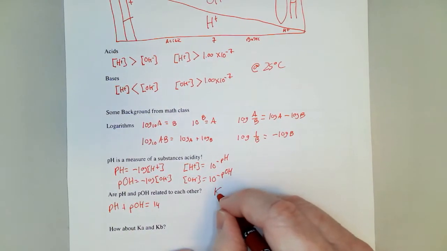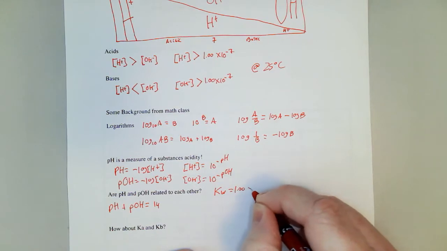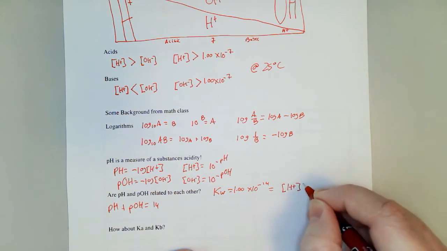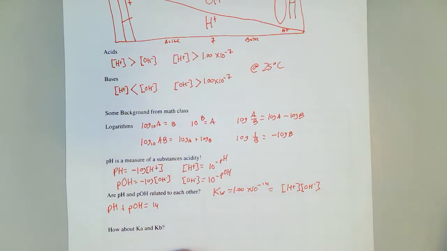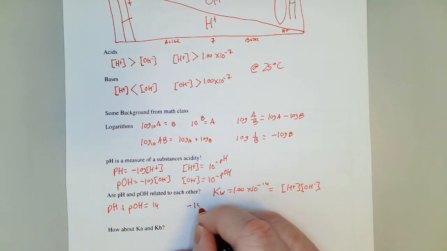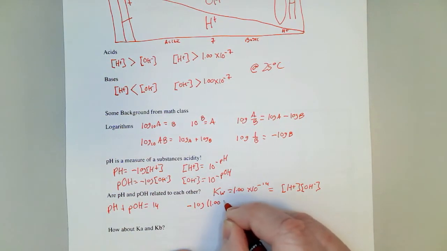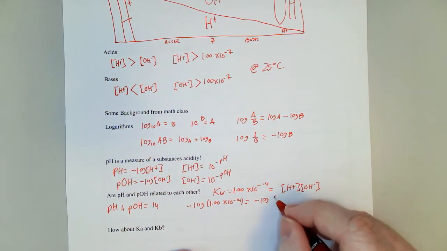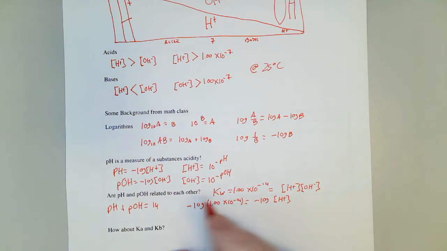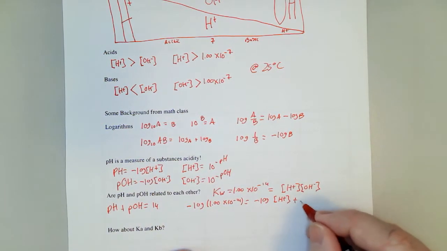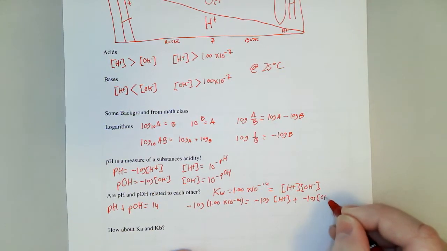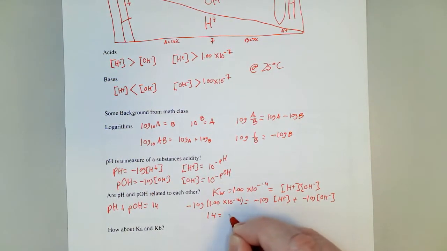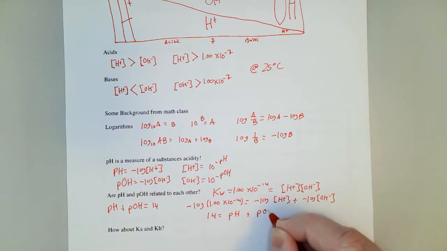Now this actually comes from Kw, which is 1.00 times 10 to the negative 14, which equals the H+ times the OH-. So I'm going to take the negative log of both sides. The negative log of 1.00 times 10 to the negative 14 equals the negative log of H+. And remember, when you have a product, it's the sum of the logs. So plus the negative log of the OH-. So when I run that through a calculator, I get 14, which equals pH plus pOH.